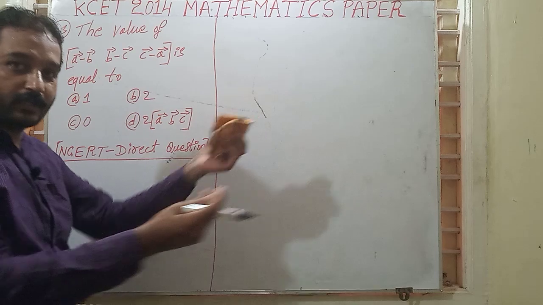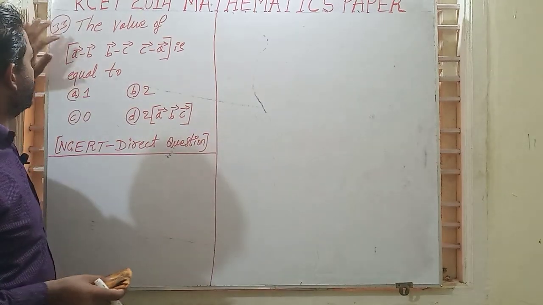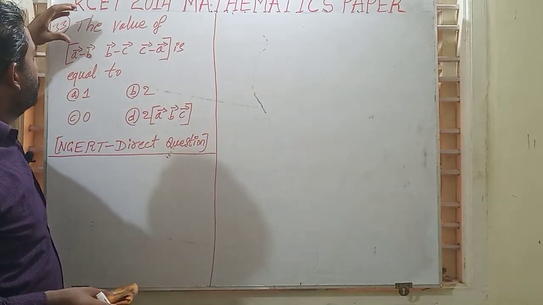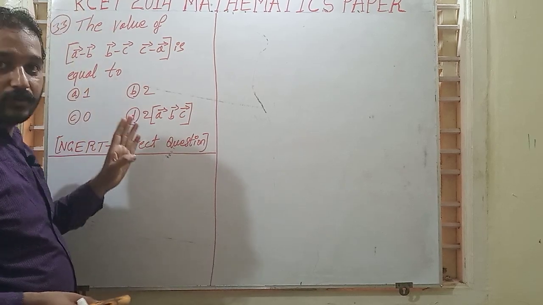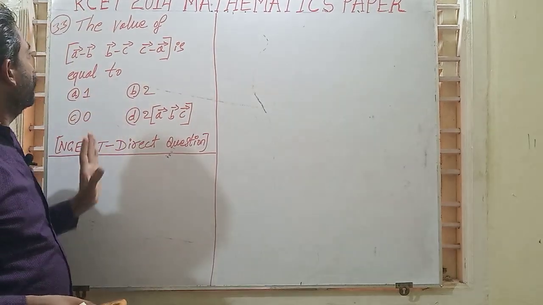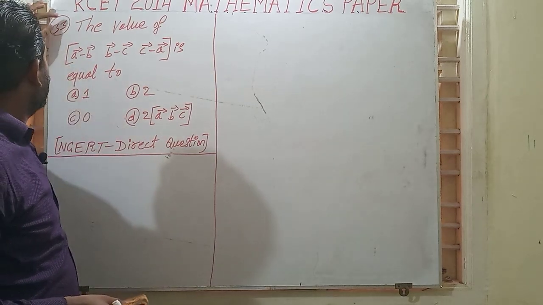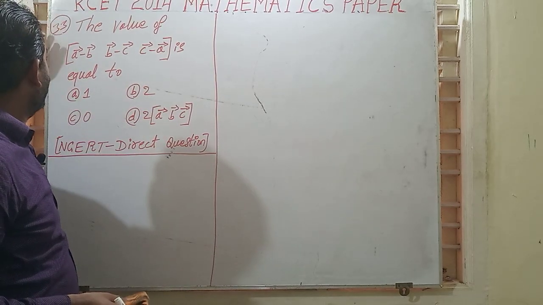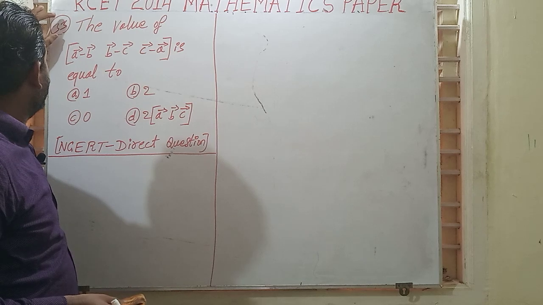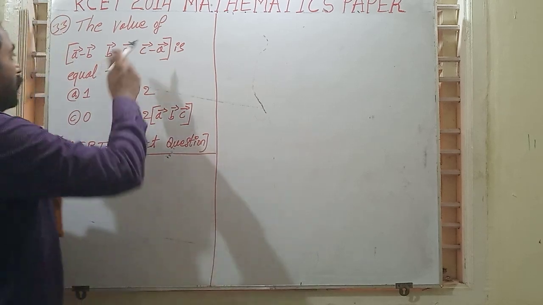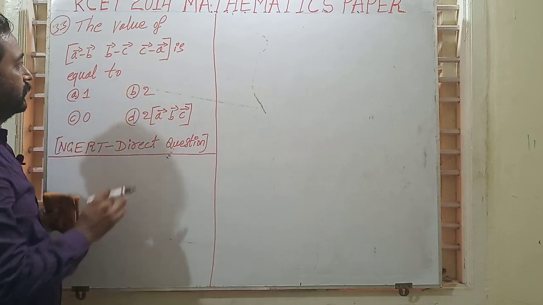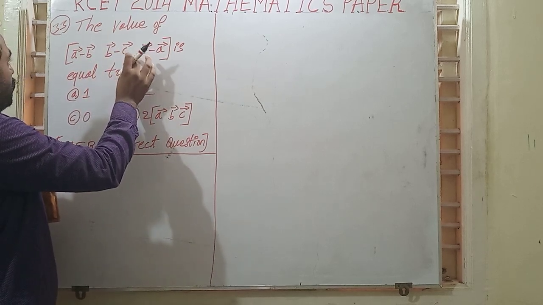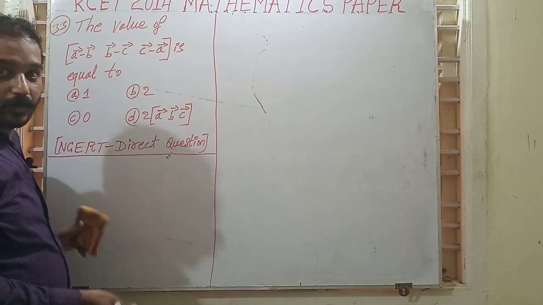Now let us move on to the next question. Question number 33. Once again KCT asks on the basis of the chapter vector. Usually there are 3 to 4 questions in KCT, so there are 4 questions here. The only remaining one is the third question, which we take. So the value of the scalar triple product A minus B, B minus C, C minus A. Basically this problem depends on the scalar triple product.